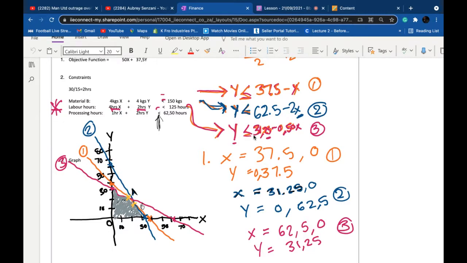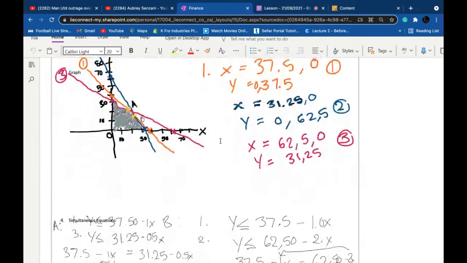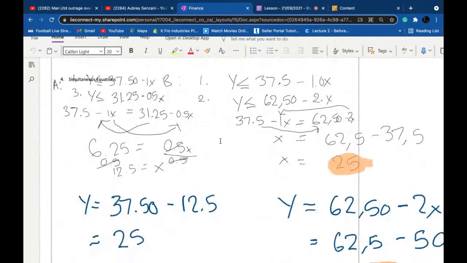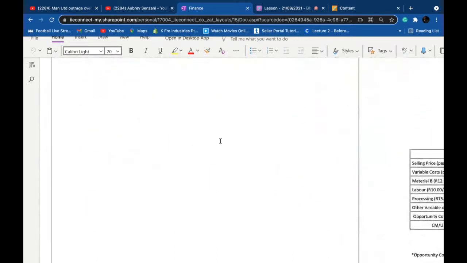Okay. So once you've done that, we've found our constraints. We then need to create two simultaneous equations and solve for X and solve for Y. Basically, we're solving for how many units we can then produce.